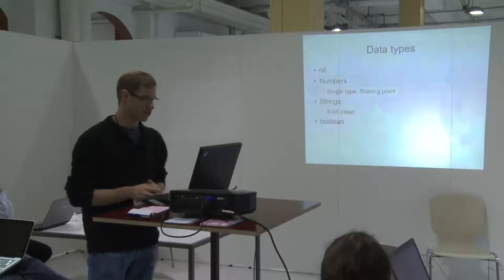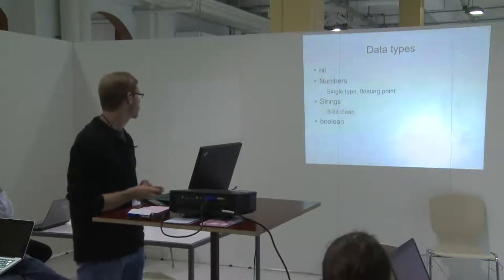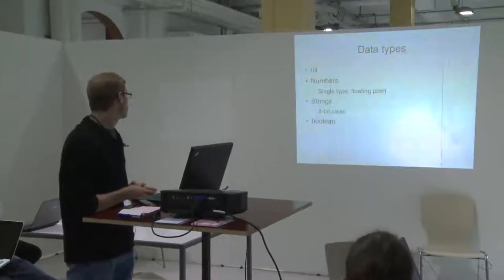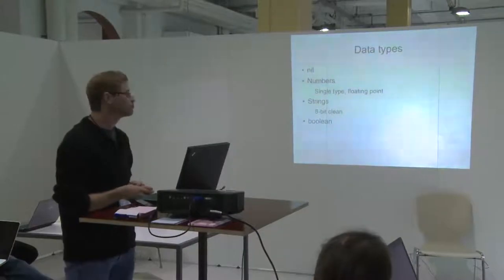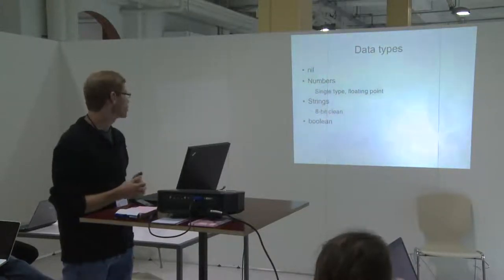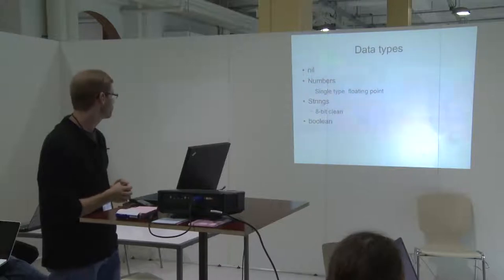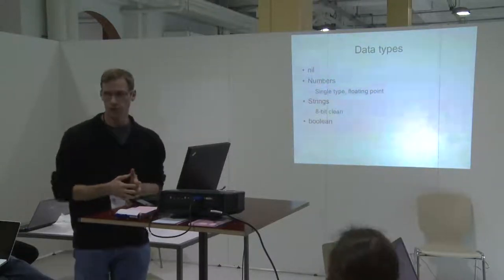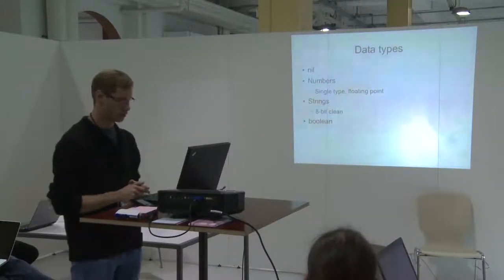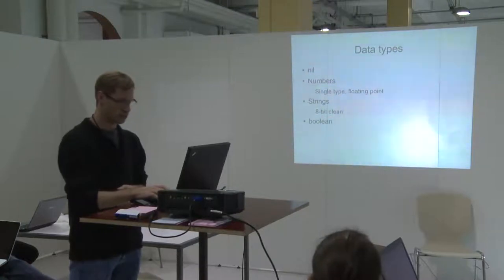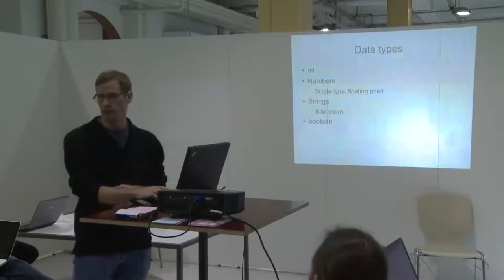Data types are pretty standard. We have nil, numbers, strings, boolean. There's only one type of numbers. That is a floating point number. And the strings are not Unicode, but 8-bit clean, similar to PHP.